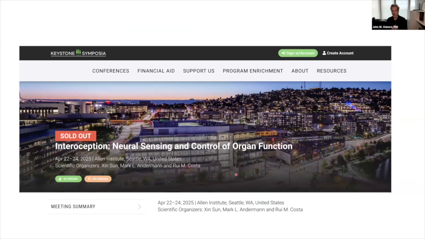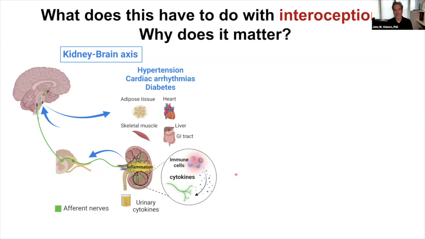Now, there was a Keystone conference just this past summer that a few of us went to from here that was sold out. It was all about interoception. It was a really excellent conference. And so this is really bringing together sensory physiology, autonomic physiology in a way that I think is very exciting.